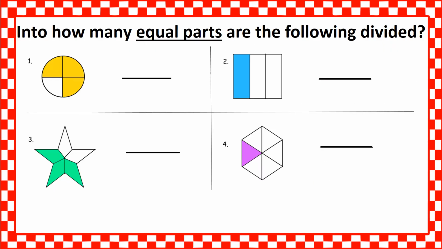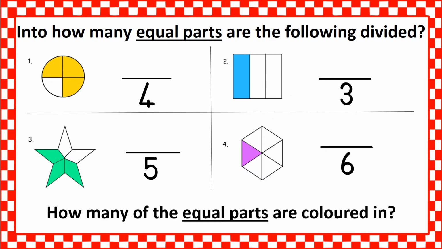Into how many equal parts are the following divided up into? Let's look at number 1. Quickly count. 1, 2, 3, 4. Good. Number 2. 1, 2, 3. Number 3. 5 equal parts. Well done. And number 4. 6 equal parts. You're very smart.